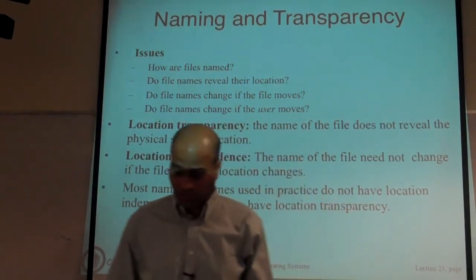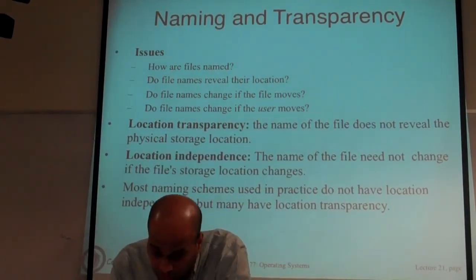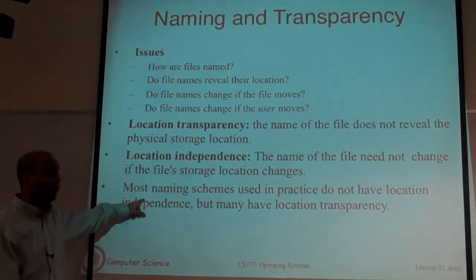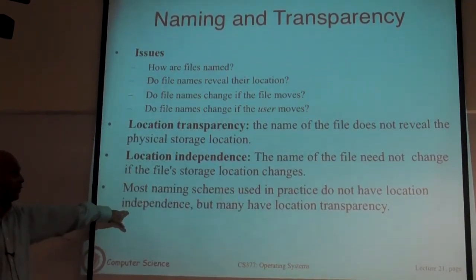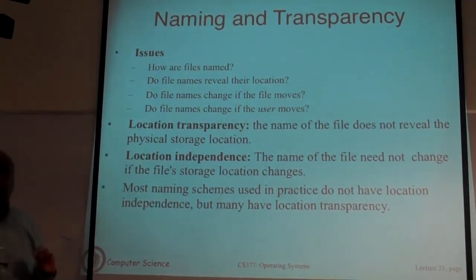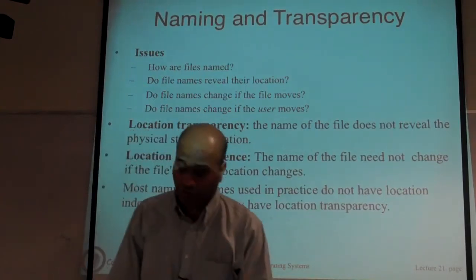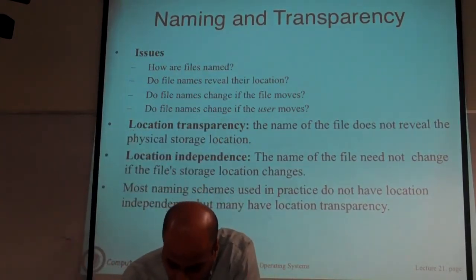Okay, and let's look at some examples. The last point here says most file systems actually do provide location transparency, but location independence, many of them don't. Very few do. So let me give you an example.